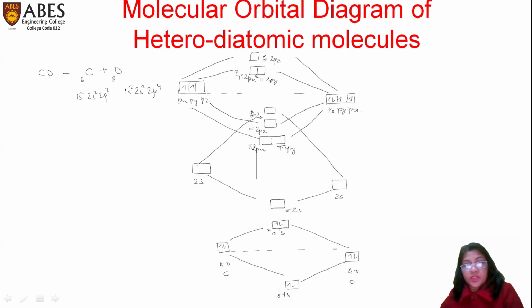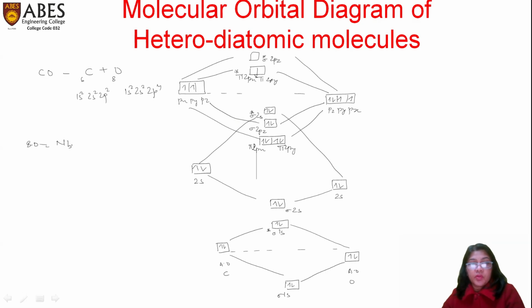Now filling up the 2s orbital, the carbon atom has 2, the oxygen atom also has 2. There are 4 electrons, 1, 2, 3, 4. And here there are 4 plus 2, 6 electrons. So 1, 2, 3, 4, 5 and 6. This is the configuration and the diagram for the CO molecule.